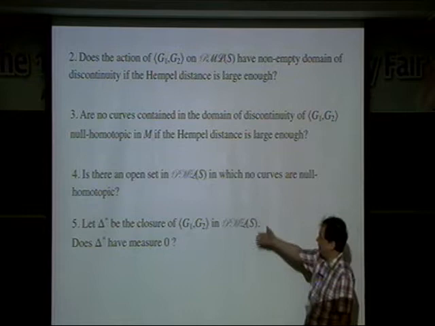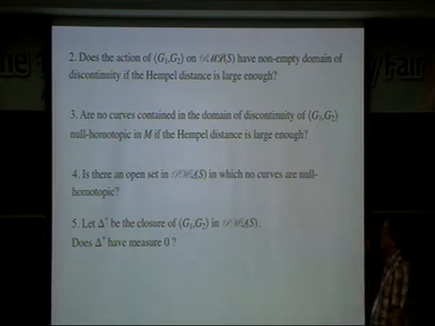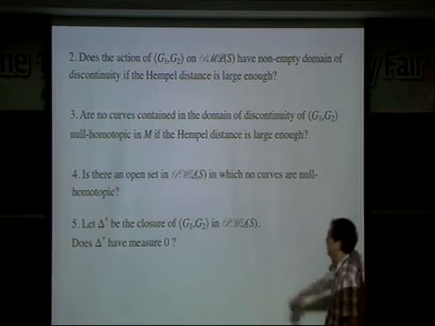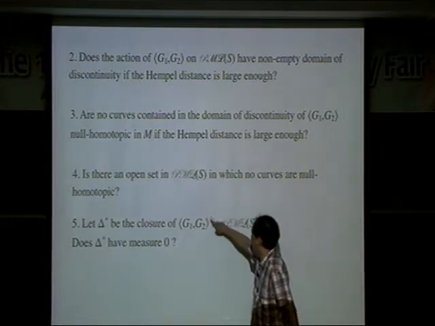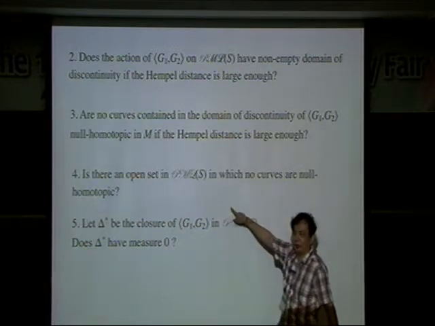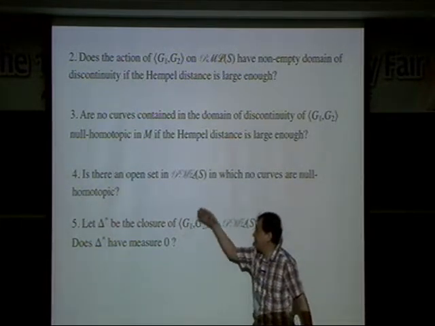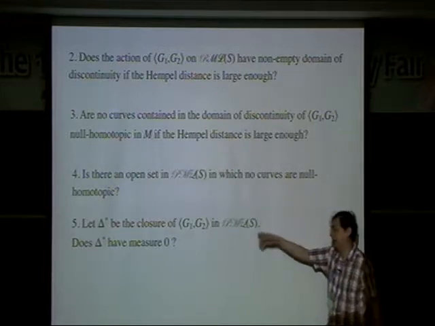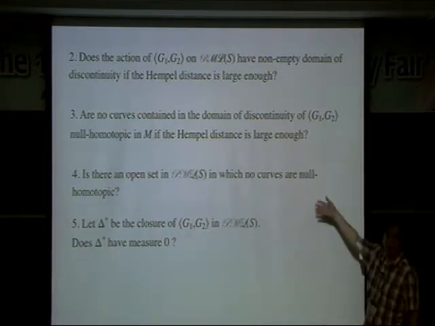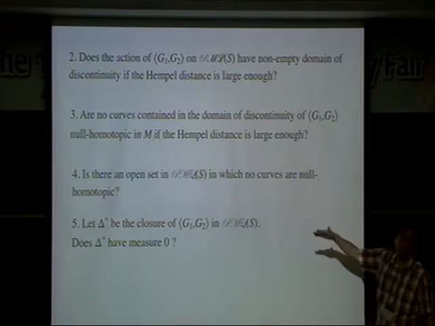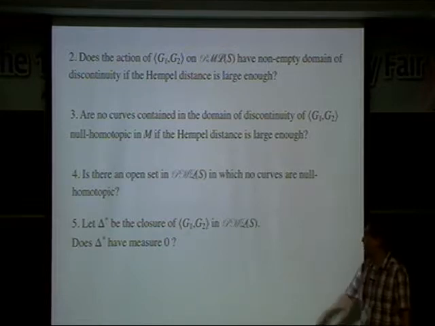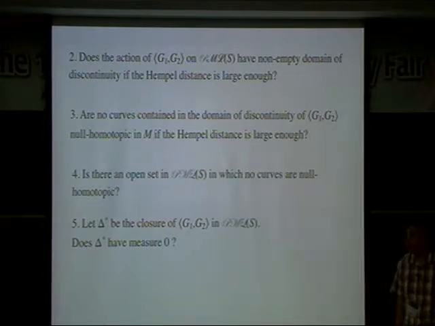And the fifth problem is like this. You consider the closure of this, which should be the delta 1. Oh, I forgot to put the delta 1 and delta 2 here. So it's a translate of delta 1 and delta 2 by this group generated by G1 and G2, the same as before, and take the closure. Then does it have measure zero?